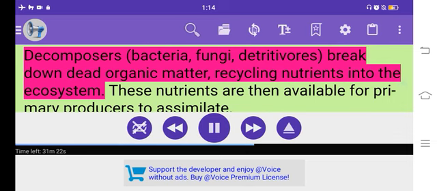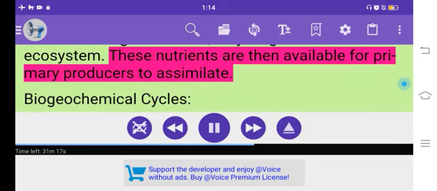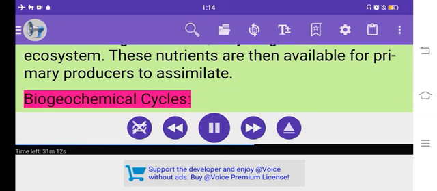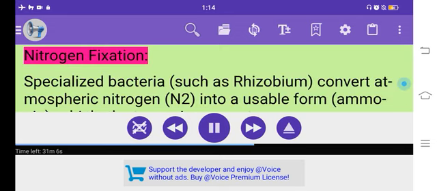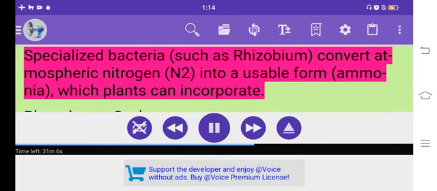Decomposers: bacteria, fungi, detritivores break down dead organic matter, recycling nutrients into the ecosystem. These nutrients are then available for primary producers to assimilate. Biogeochemical cycles. Key nutrients like carbon, nitrogen, phosphorus, sulfur, and water continuously cycle through the ecosystem, facilitating life processes. Nitrogen fixation. Specialized bacteria, such as Rhizobium, convert atmospheric nitrogen, N2, into a usable form, ammonia, which plants can incorporate.